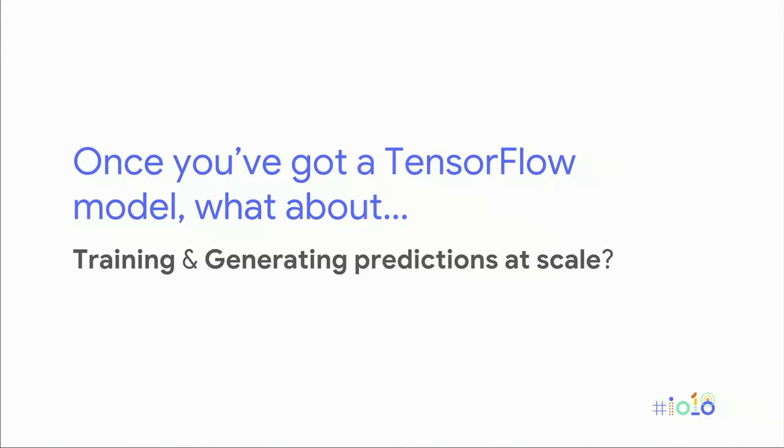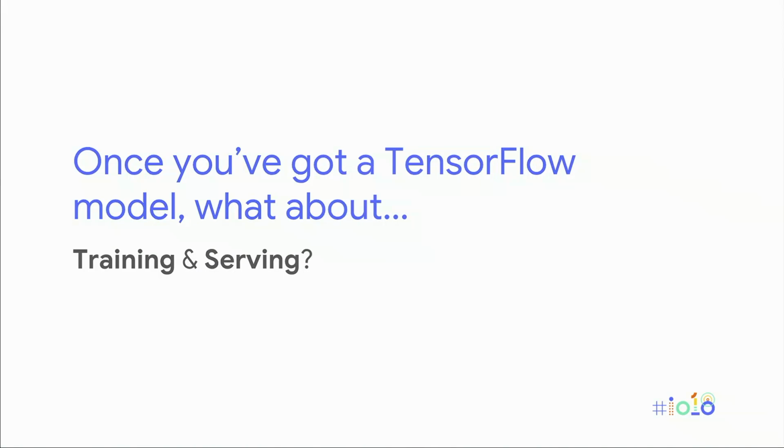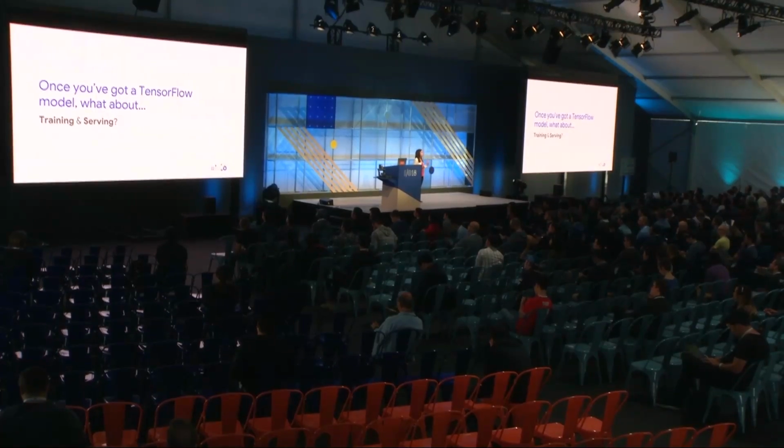So once you've built your TensorFlow model, you need to think about training it and then generating predictions at scale, also known as serving. So if your app becomes a major hit, and you're getting thousands of prediction requests per minute, you're going to need to find a way to serve that model at scale. And again, because TensorFlow is open source, you can train and serve your TensorFlow models anywhere. But this talk is about Google Cloud Platform. So I'm going to talk about our managed service for TensorFlow.